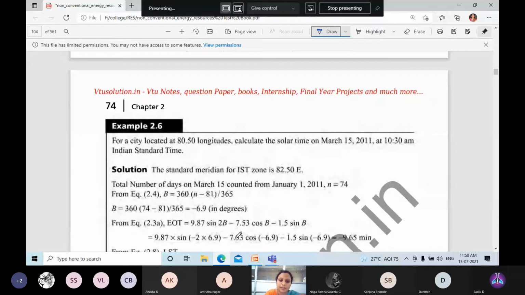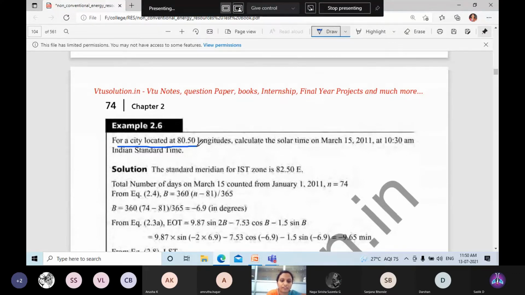All the problems are based on the equation of time and also LST. Here, what they have given is a city located at 80.5 degrees longitude. Calculate the solar time on March 15, 2011 at 10:30 am standard time. N is equal to 74. How can we say N is equal to 74? From January 1st to March 15th, it is 74 days.